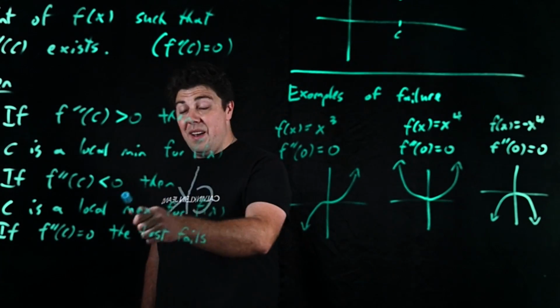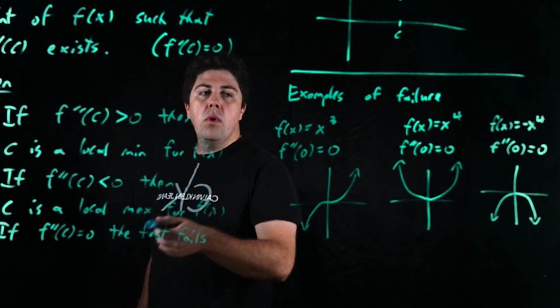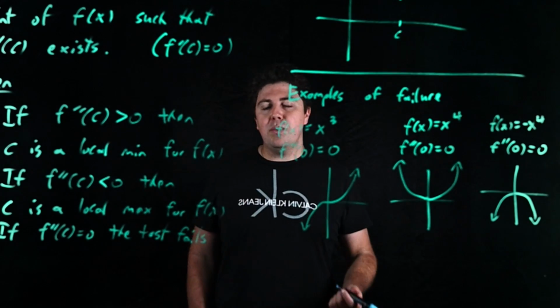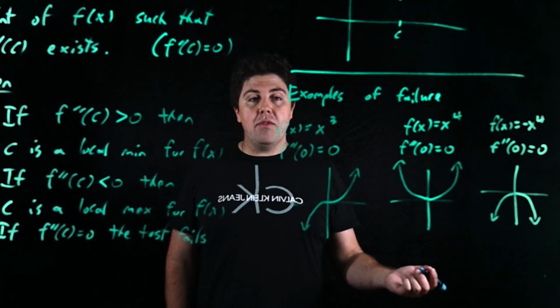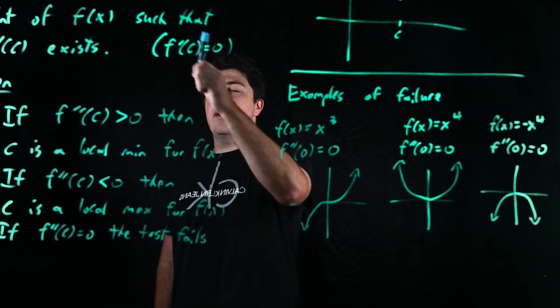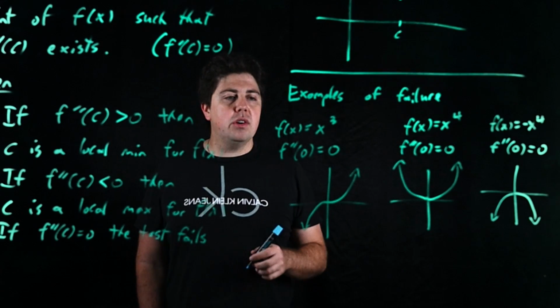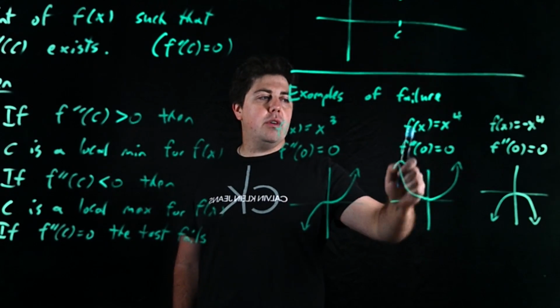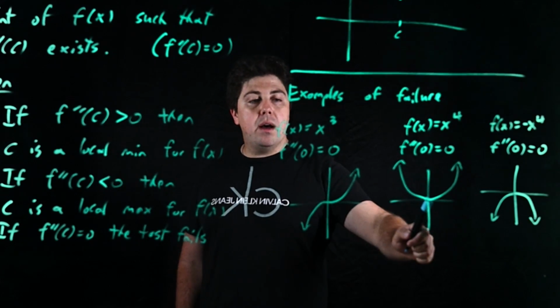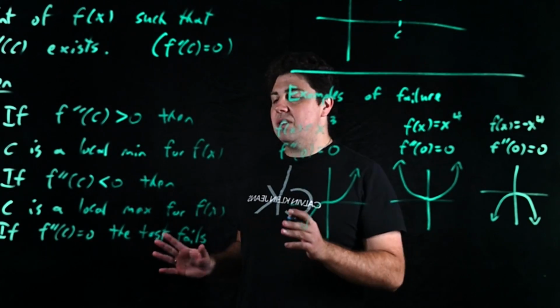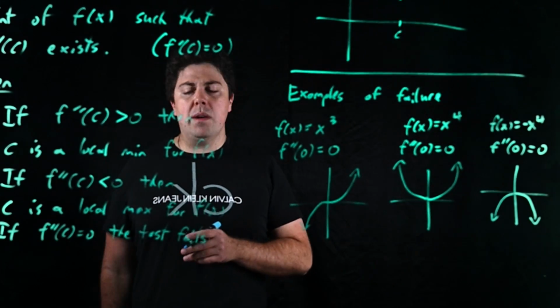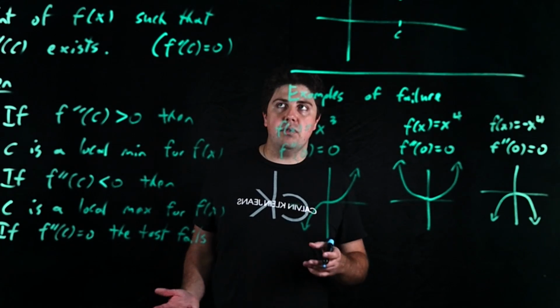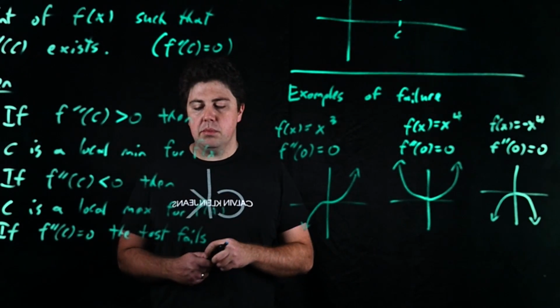However, note that if the second derivative at c is 0, you really can't say anything. We say the test fails because there are examples of functions that have critical points where the second derivative is 0, which have maxima, minima, or neither at that point. So the test necessarily fails if f prime prime of c is equal to 0, and you have to use another test. Okay, let's go through some examples.